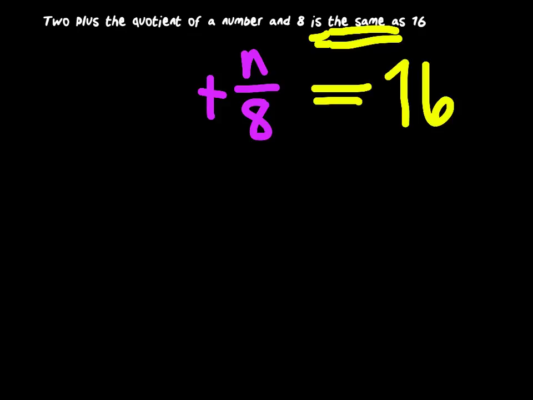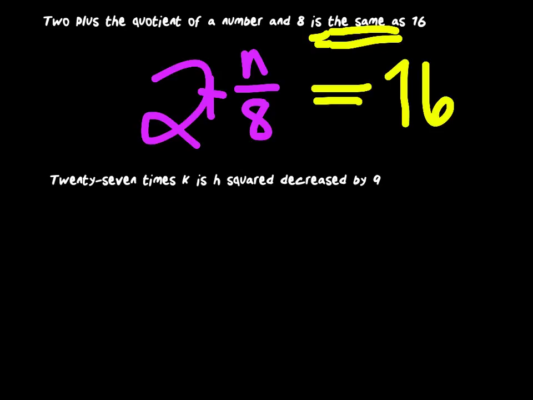And then 2 plus. So 2 plus the number, the quotient of a number and 8 is the same as 16. So 2 plus n over 8 equals 16. Right, take a look at this one. Pause the video, get your answer. When you're ready to check, go ahead and unpause the video.